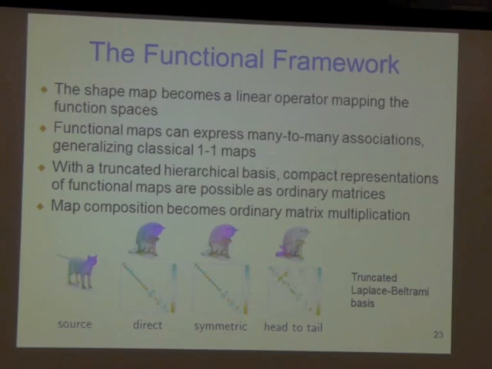Representing this ambiguity is trivial in a functional setting, because I can map a delta function on this point to half a delta function on the left and half a delta function on the right.